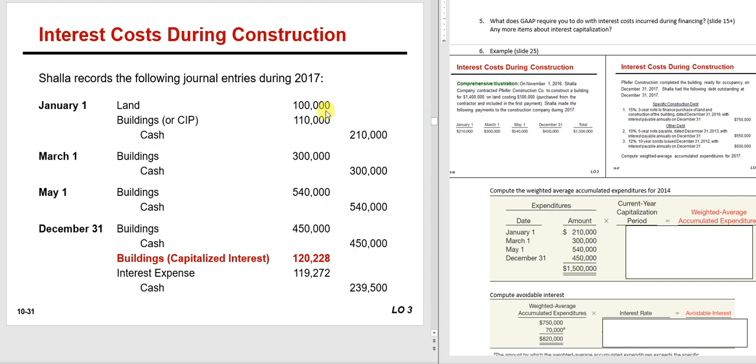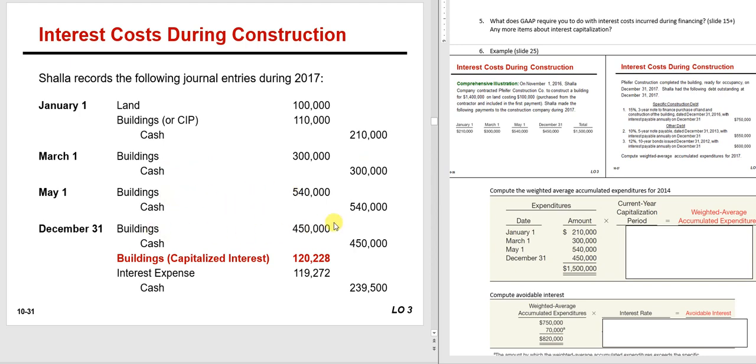So I take $100,000 to land, and I take the rest of it to buildings, or generally a lot of times they take it to construction in progress, which is just a holding account, and when they get done with it, they take it out of construction in progress and take it to buildings, or allocate it to the various assets they're building. So the rest of it goes to construction in progress. The next one, $300,000, all goes to buildings.